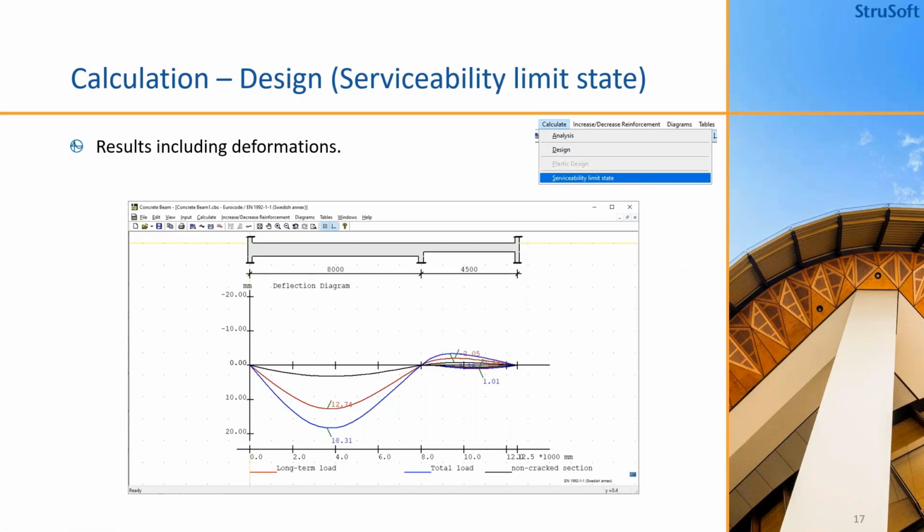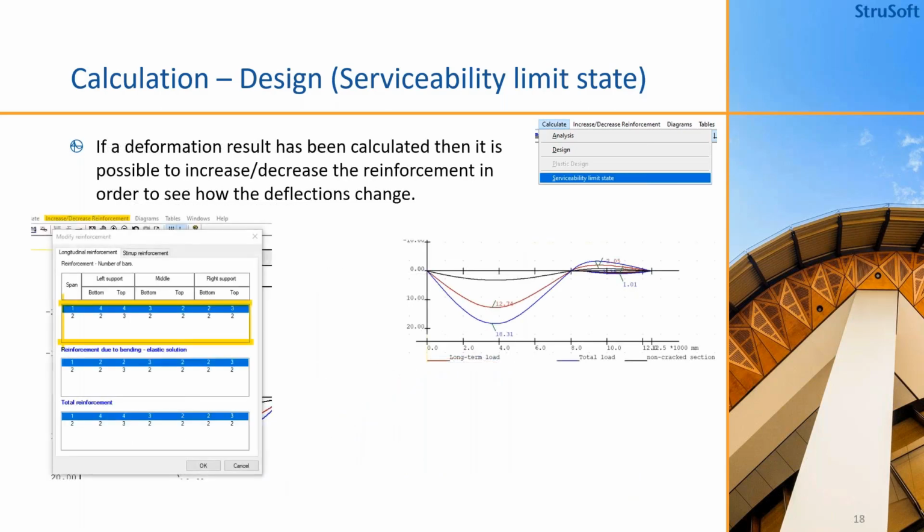And it's also possible to look at the results, including the deformations. And that can be shown in the serviceability limit state. And we have the design with regards to serviceability limit state, where we can see the number of reinforcement bars in the different spans. So on the left side, in the middle, and on the right side. And here we can see what the bars needed can be, but it's also possible to change this in order to get other values for the deflections and cracking.